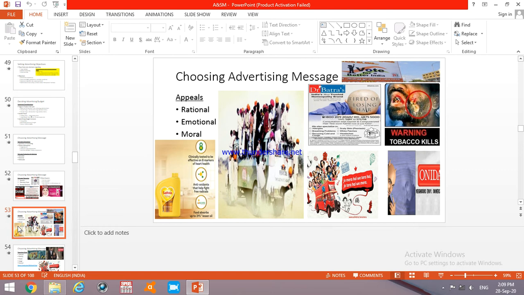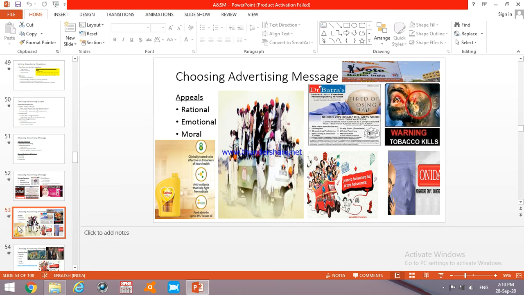As far as the high involvement products are concerned, generally rational appeals are used, and that is why whenever you see a mobile handset ad, or a computer or laptop ad, you generally see that the ad is talking about the various attributes of the product. So this is an example of rational appeal, right? On the other hand, low involvement products, impulse purchases, go for the emotional appeal.